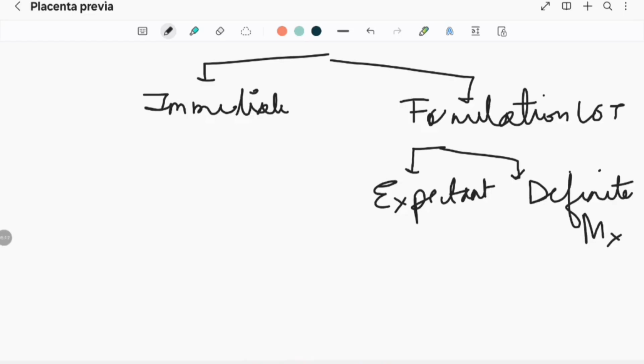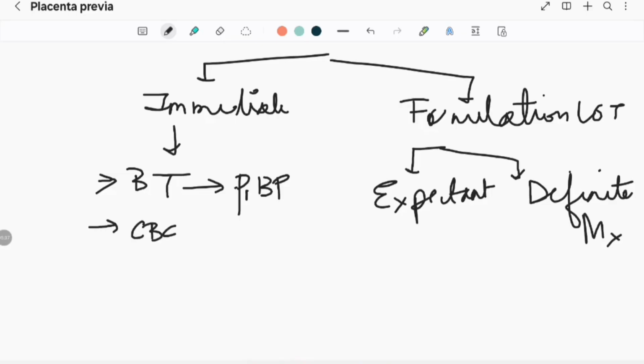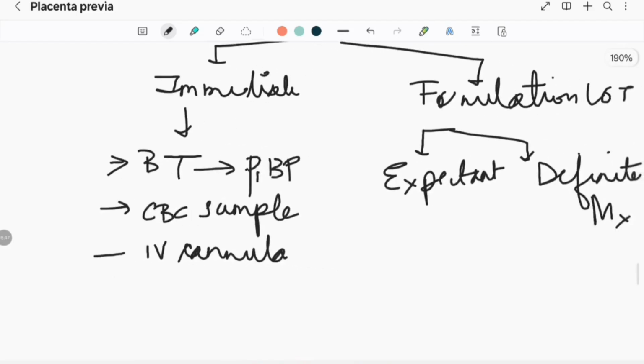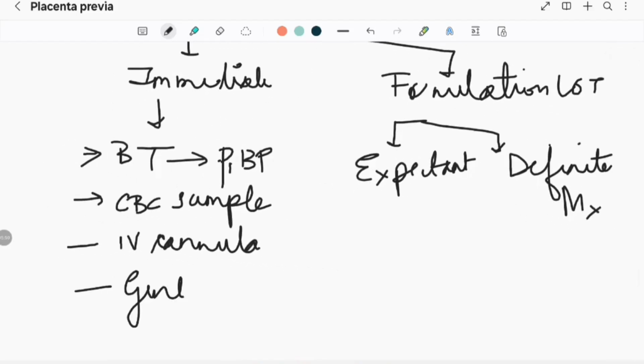Then for immediate management, we can see the amount of blood loss. So blood transfusion can be there. Blood transfusion has to be kept ready. There is anemia, so there is pallor, pulse rate and blood pressure, pulse, BP, etc. Okay. Then blood samples are taken, CBC. Okay, CBC sample is taken. Then IV cannulation. Then gentle vulval examination to see for any kind of bleeding.